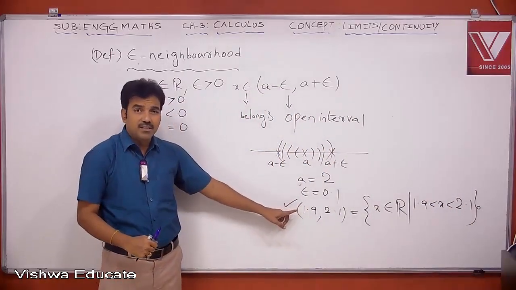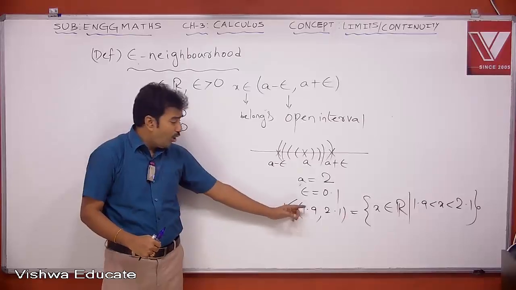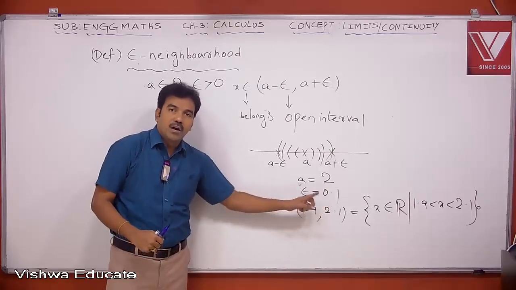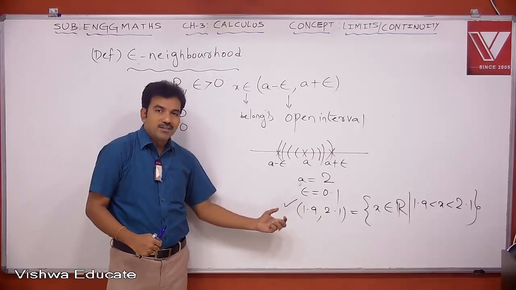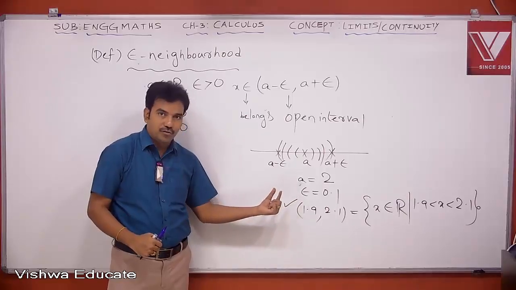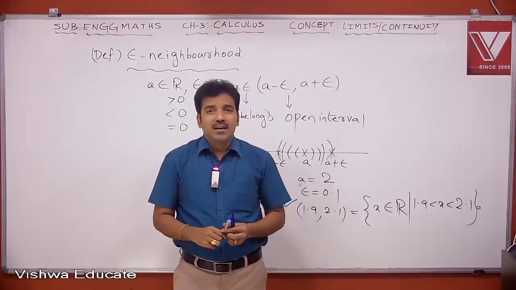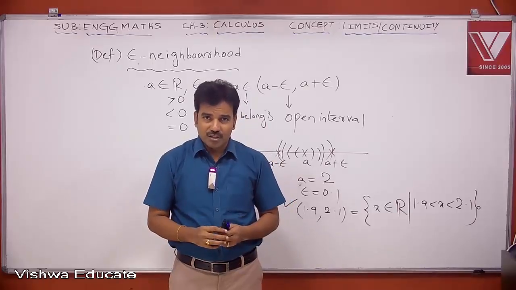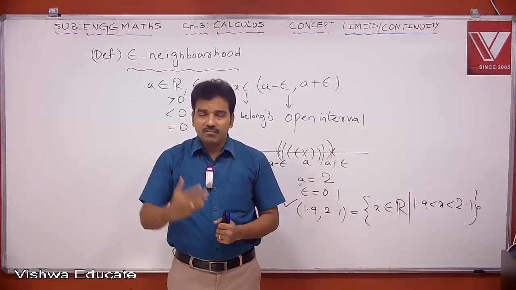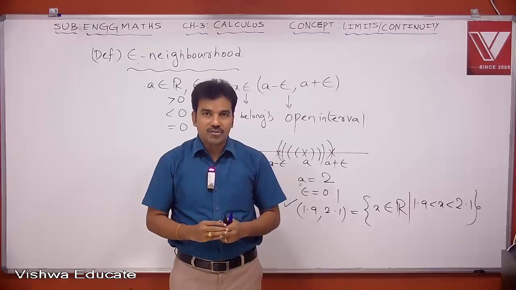So the interval is nothing but a set: all elements above 1.9 and all elements below 2.1. This is called the 0.1 neighborhood of 2. It is very simple. Generally, whenever you have neighbors, suppose your house is located at some particular place, right?